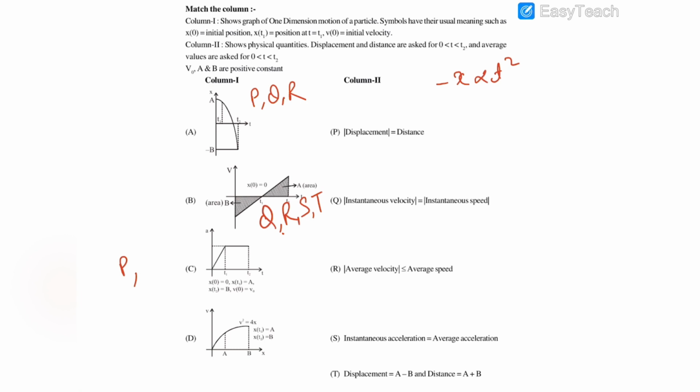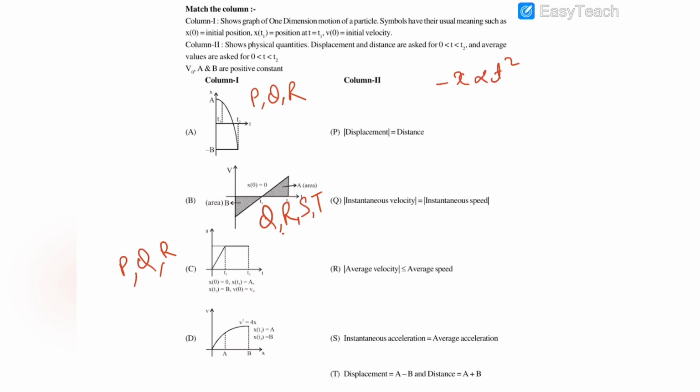And obviously instantaneous velocity and instantaneous speed are the same in magnitude, and the average speed is greater than or equal to the average velocity. So we would select the option R, due to the fact that there is an equal to mark also present in this option.